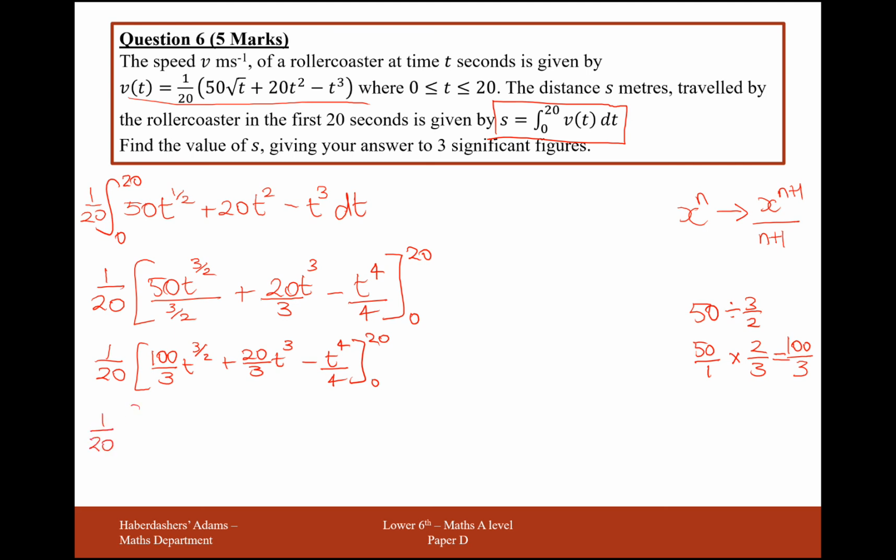And what I'm going to do next is split these up by plugging in 20 into the formula first and then plugging in 0 into the formula second. So 100 over 3, 20 to the power of 3 over 2, add 20 over 3 times 20 cubed, take away 20 to the power of 4 over 4. And that's going to be take away, so we'll put some round brackets here, take away 0, because when I plug in 0 into any of these, I'm going to get a 0. And get your calculator out and work that out now.